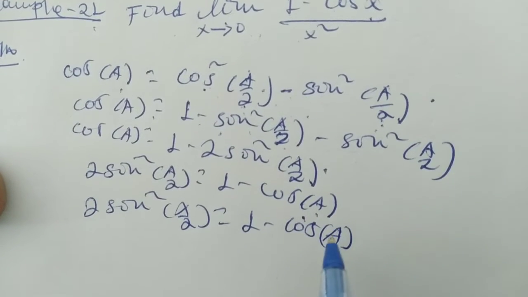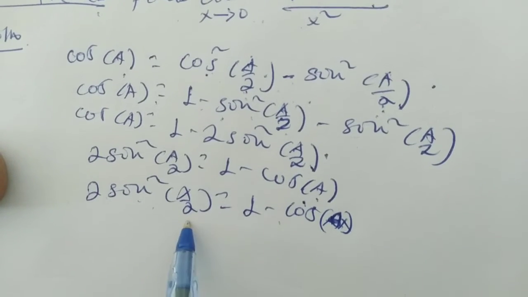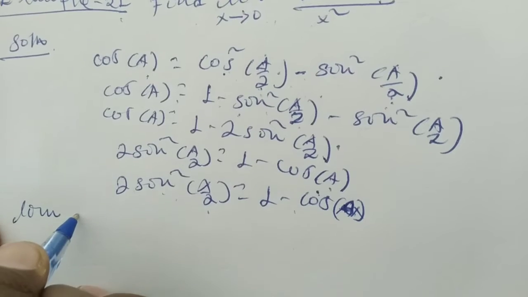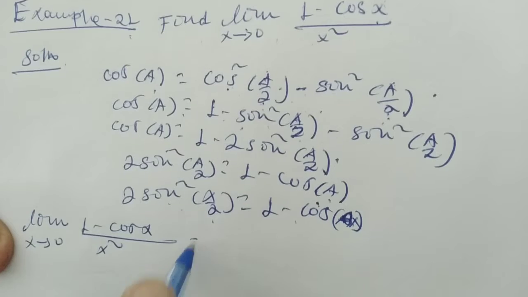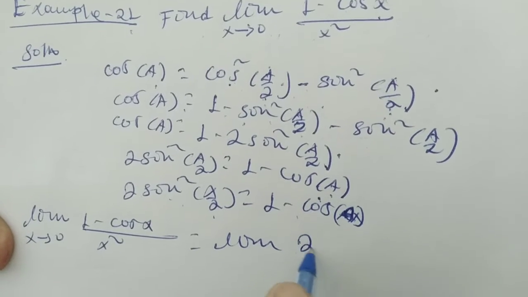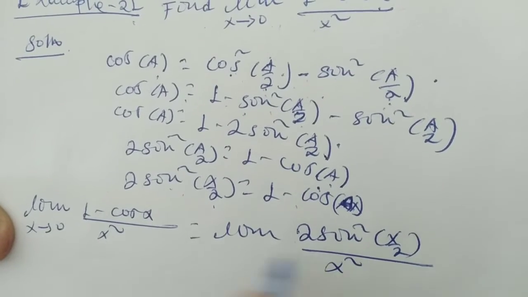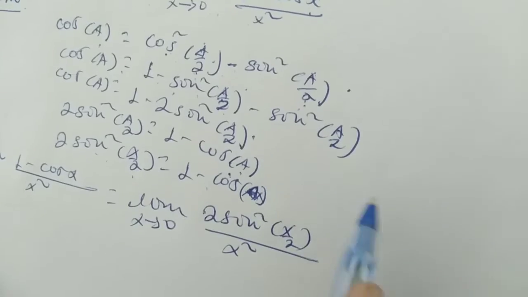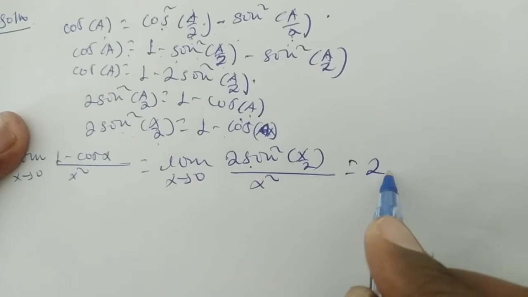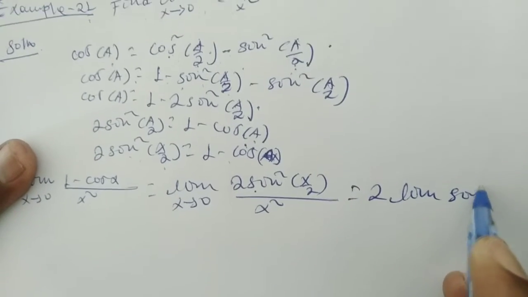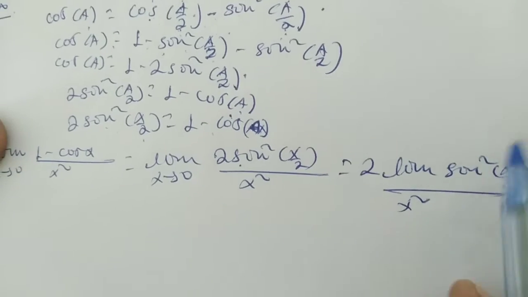So 1 minus cos of x equals 2 times sin whole square of x over 2. Therefore the limit of 1 minus cos of x over x whole square as x goes to 0 is equal to the limit of 2 times sin whole square of x over 2 over x whole square when x goes to 0, which is 2 times the limit of sin whole square of x over 2 over x whole square.